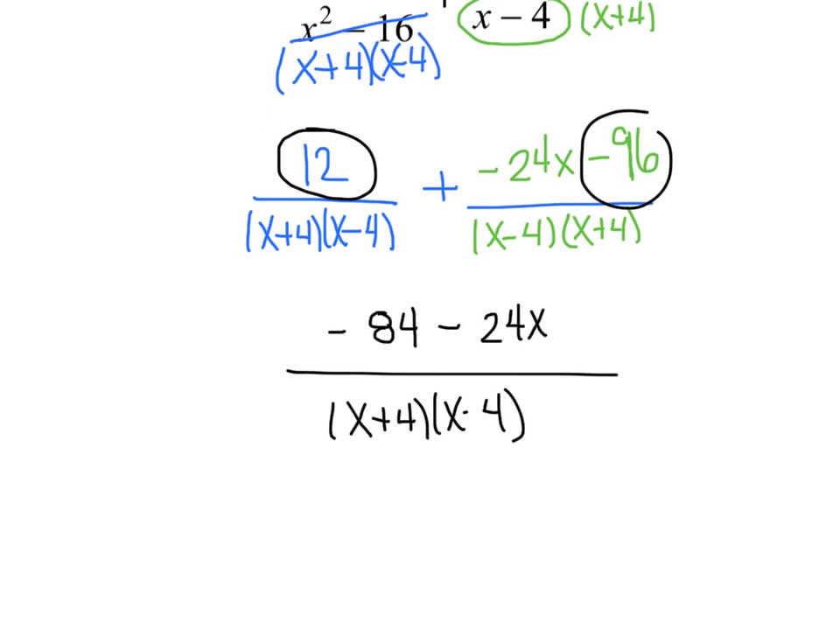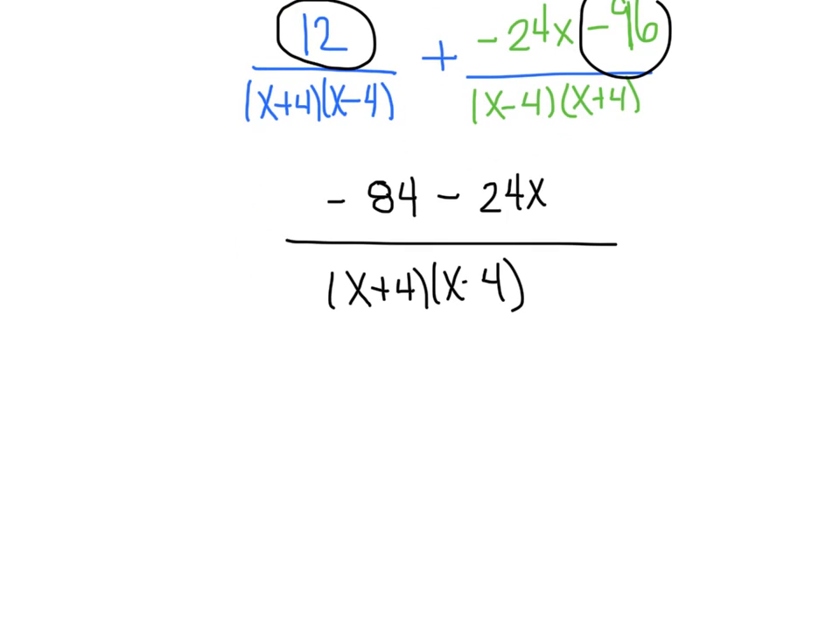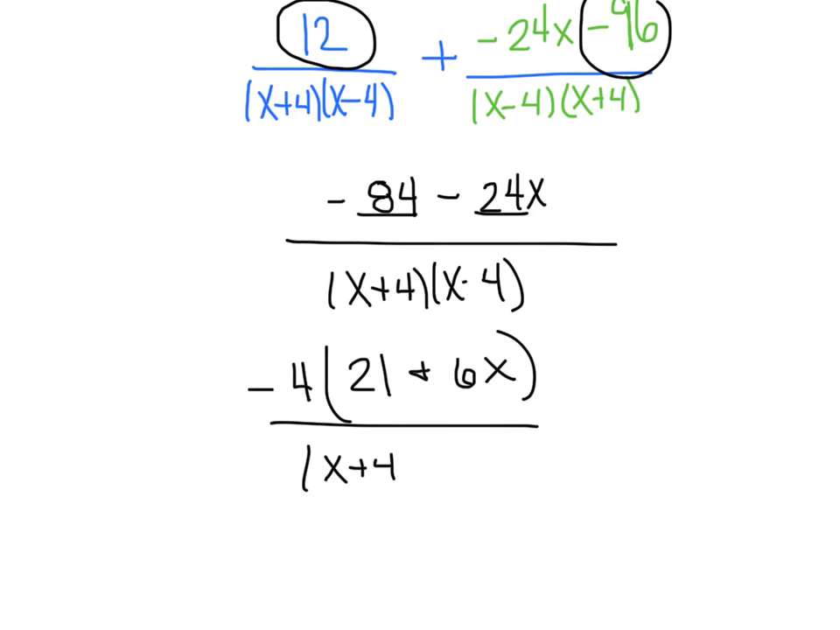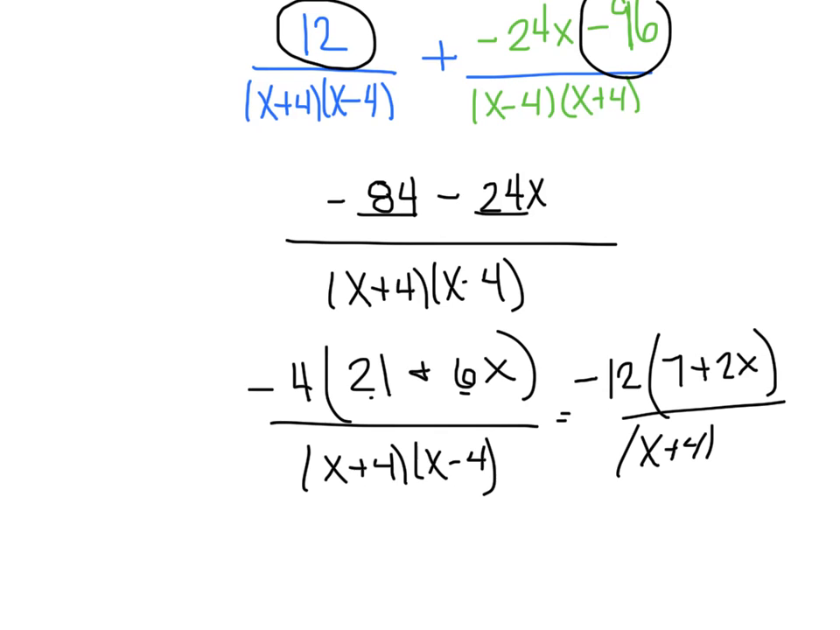Now, if I can go any further, I'm going to do that, and I can factor this numerator. I can pull out, let's see, a negative 4. And then I'm basically just dividing 84 by negative 4 and negative 24 by negative 4. So I'm going to get positive 21 plus 6x all over x plus 4 and x minus 4. Looks like I could have gone further. They're both divisible by 3 as well, so I can pull out a 3. So that's going to get me a negative 12 out front, 7 plus 2x all over x plus 4 and x minus 4.